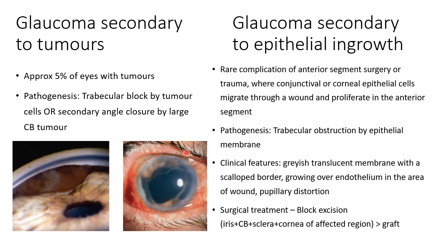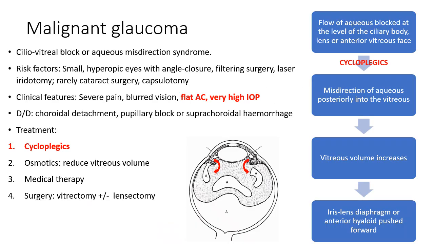What is the treatment? You have to remove the entire region, the en bloc removal of the affected cornea, sclera, iris, and ciliary body has to be carried out with the placement of a graft. Despite that, often these types of glaucoma are very difficult to manage and require glaucoma surgeries. That's the tumor, and that's your epithelial ingrowth. Okay, the fine line with the scalloped appearance.